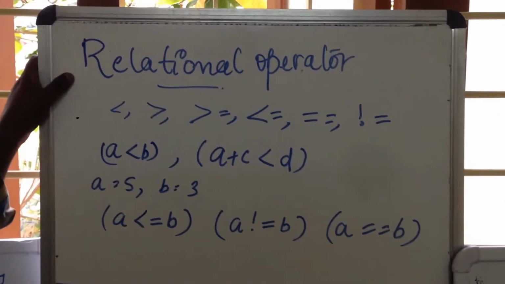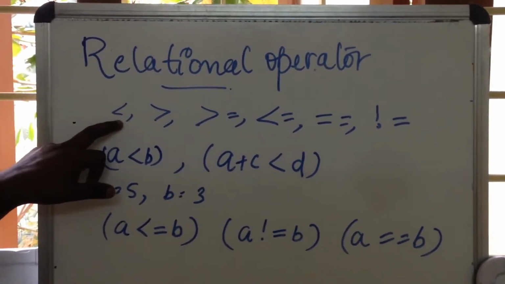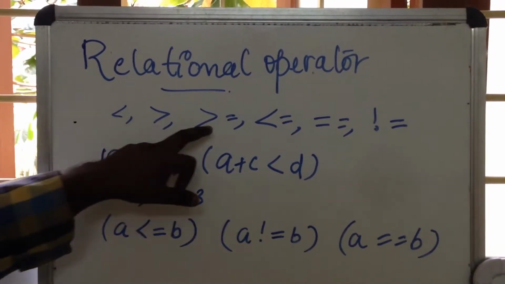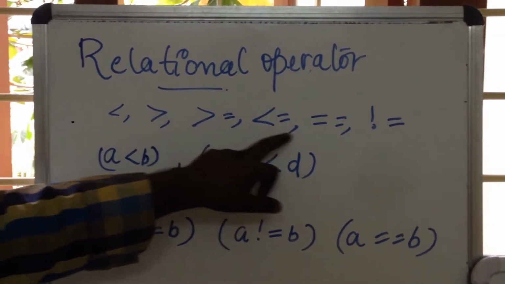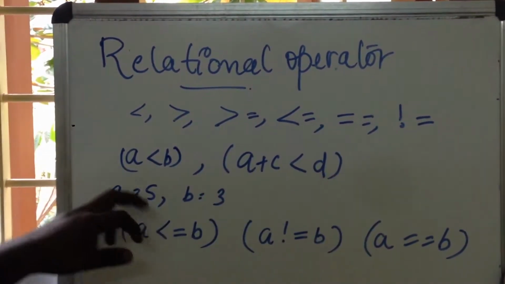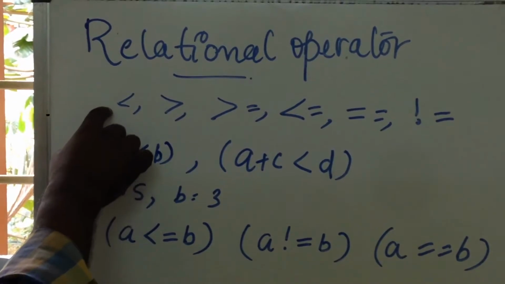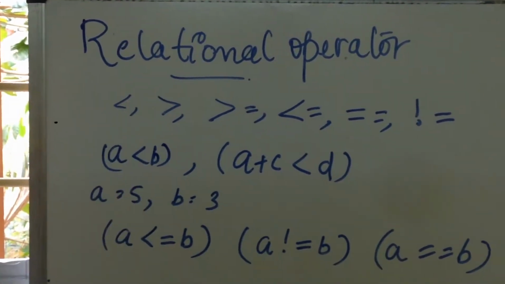Now we are going to see about relational operators. For that we have the less than operator, greater than or equal to, less than or equal to, double equal to, not equal to. These operators are used to compare two different quantities.